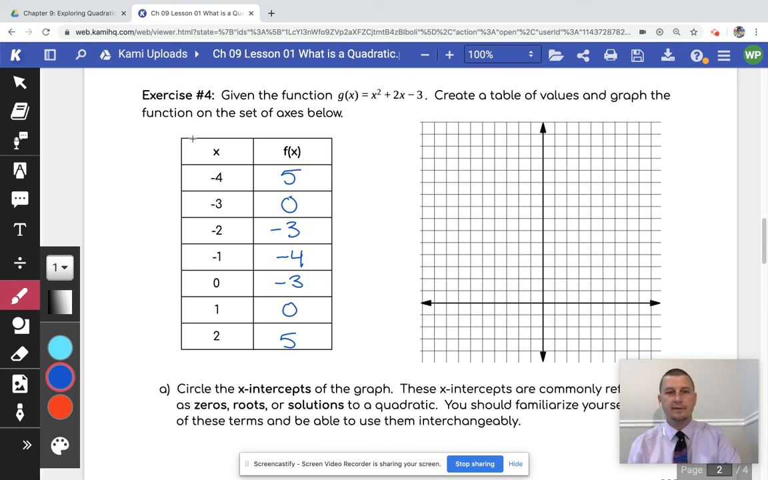And then we're going to graph the function on the set of axes below, right here. So we have -4, 1, 2, 3, 4, and 1, 2, 3, 4, 5, right there. We've got -3, 0. We've got -2, -3. We've got -1, -4. And then we go to 0, -3, 1, 0, and 2, 5.